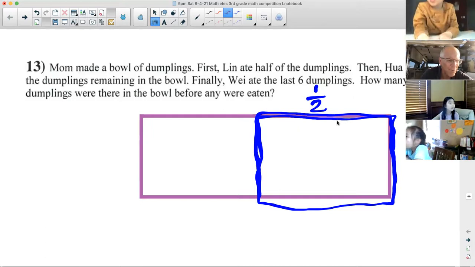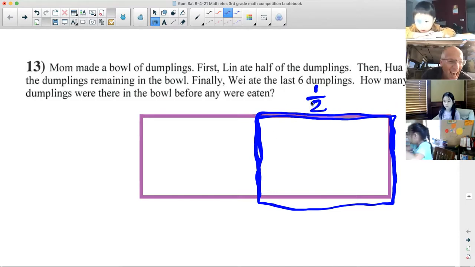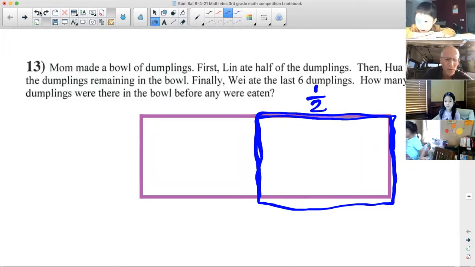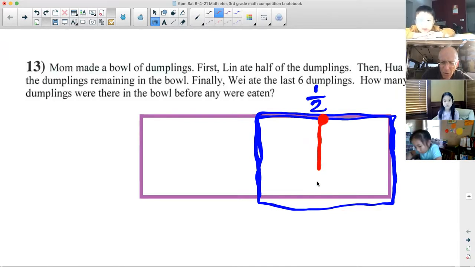What do you think? Catherine, Stella, Jason, do you have any ideas about what I could draw inside the blue rectangle to represent what Hua ate? Any ideas? Come on, she ate half of these remaining dumplings. She ate half of those. So what would be a good way to show that? Why don't we just draw another? Jason, go ahead, buddy.